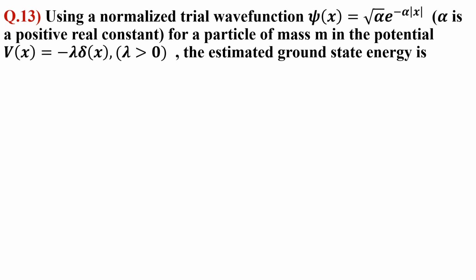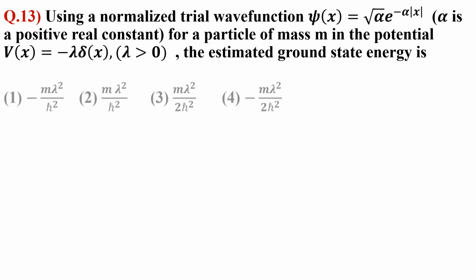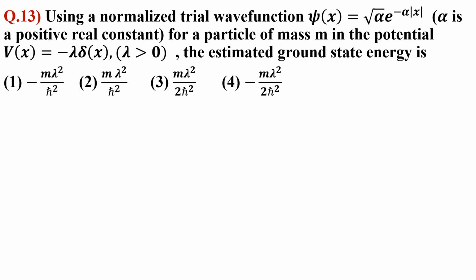Question 13. Using a normalized trial wave function psi of x equals square root of alpha times e to the power minus alpha mod of x, where alpha is a positive real constant, for a particle of mass m in the potential V of x equals minus lambda delta x, where lambda is greater than 0. The estimated ground state energy is: option 1, minus m lambda squared by h cross squared; option 2, m lambda squared by h cross squared; option 3, m lambda squared on 2 h cross squared; option 4, minus m lambda squared by 2 h cross squared.